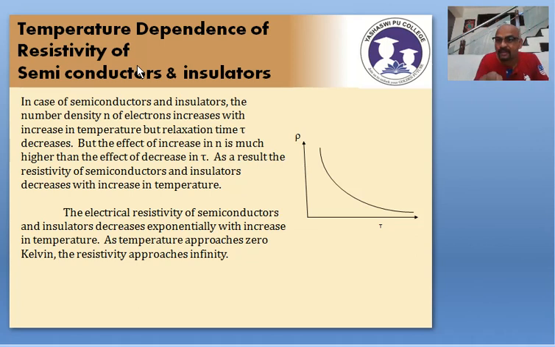Look at the graph. See the previous graph, it was increasing, rho versus T. Here it is decreasing, an exponential decrease. That's it. Try to understand. The same thing is there in the notes. If you want, read it again and you will understand it very clearly. For clarity, just read the notes. I have given you the notes. So that is a very, very important aspect, dear students.